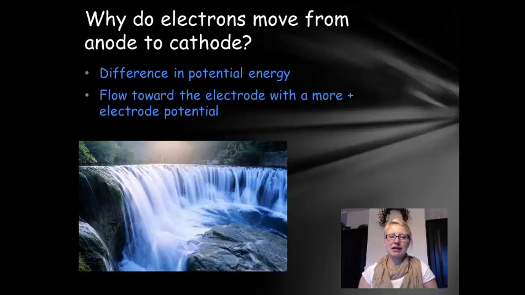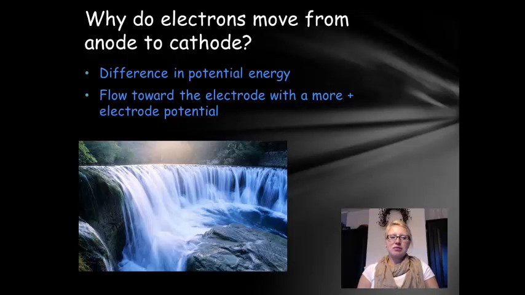This is lesson 9, cell potential. So why do the electrons move from the anode to the cathode in a voltaic cell? Well, the reason that they move is because of a difference in potential energy. And if you remember back to 8th grade, potential energy is stored energy.